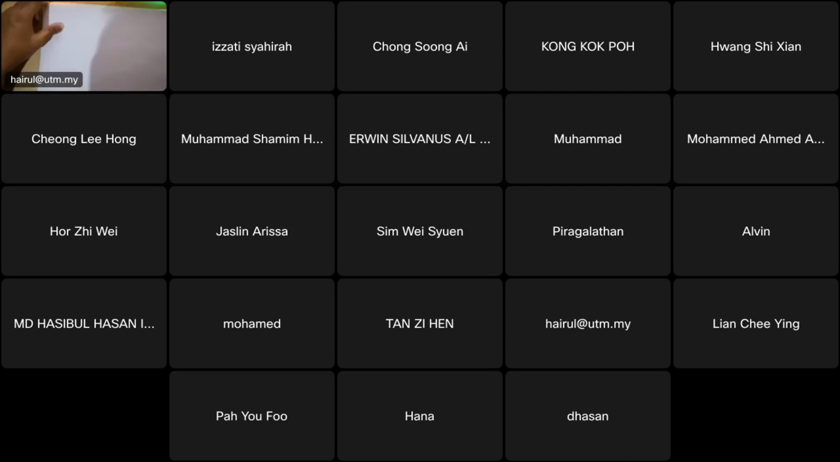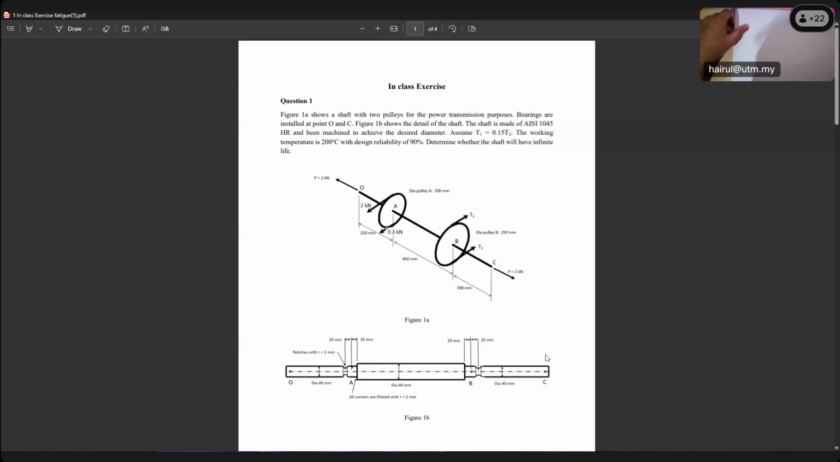We continue. I will share again the exercise from before. The exercise, question 1. It said that the shaft is AISI 1045 hot rolled.